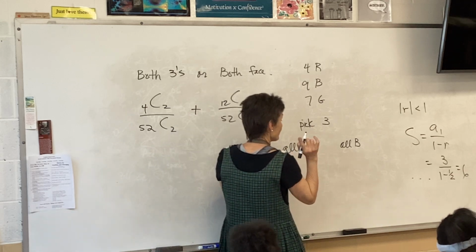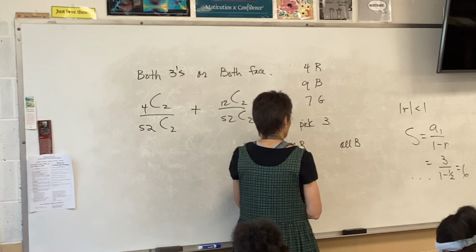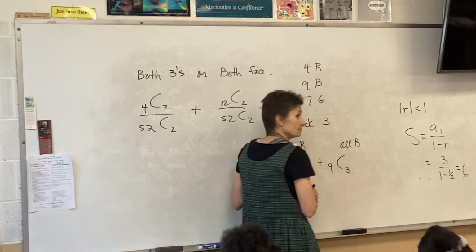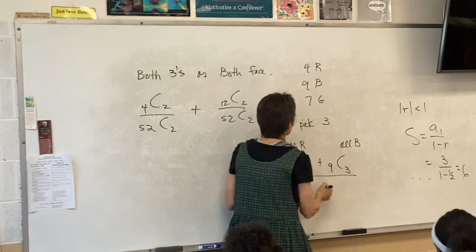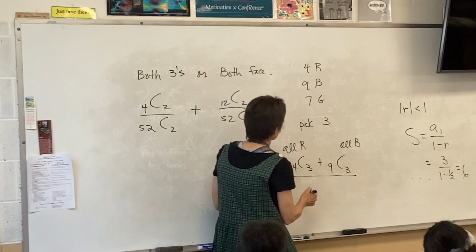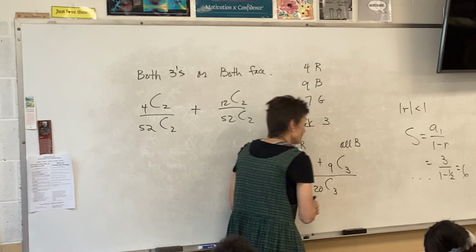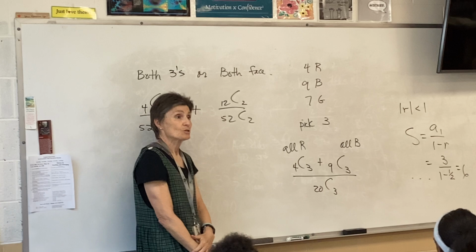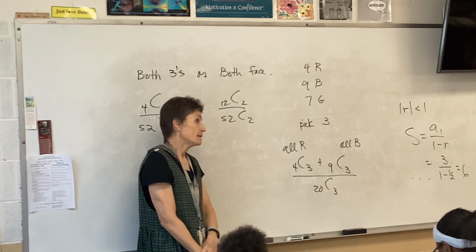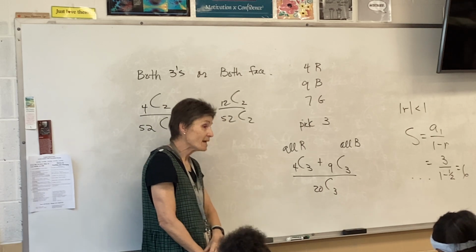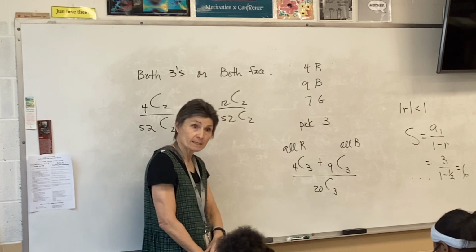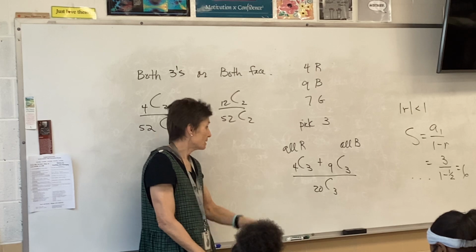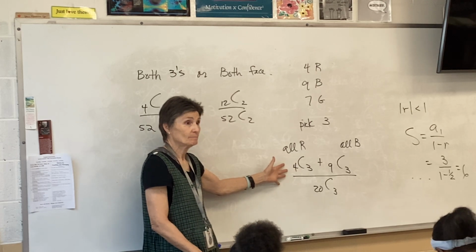4C3 plus 9C3, all over 20C3. Why 20? That's the total item count. That's how many pens you have. So your denominator is total. 20 pens total, picking 3. Order doesn't matter, just pick 3 pens. Does that make sense to everybody?